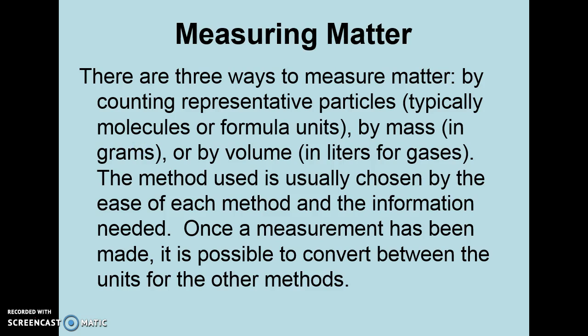So now we've talked about 3 different ways of measuring matter. We can count the representative particles, which can be atoms or molecules or formula units. We can use mass, and that's measured in grams. And we'll talk about a 3rd way, which is volume, which is mostly measured in liters for gases. The method the scientist uses, or the unit we decide to measure in, is usually chosen because it's easier, or we need that particular type of information. But once a measurement has been made, then we can convert between the units.